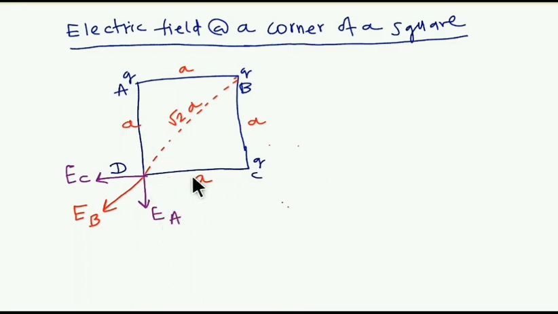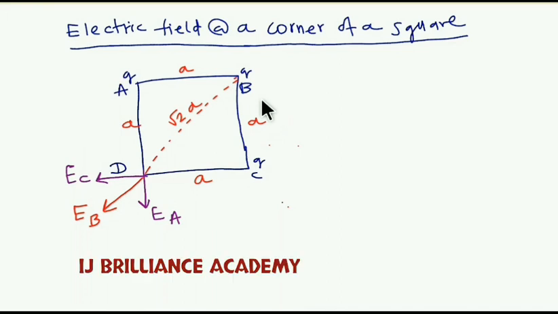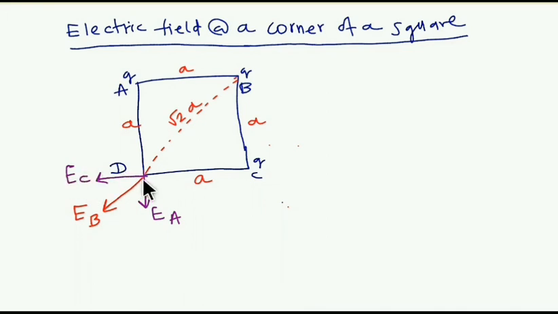Coming to B, again at B you have charge Q, which will also repel, so the direction will be like this. The only thing you should note is the distance. The sides are A, so the diagonal will be root 2 A, using Pythagoras. That is the distance you have to put. And coming to EC, again the test charge will be repelled, so the direction of EC will be like this. So EA acts down, EC goes left, and EB acts like this.